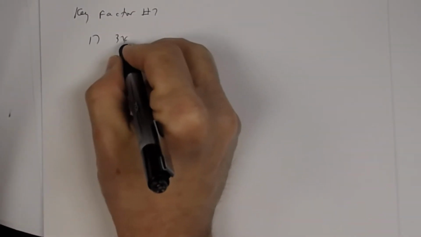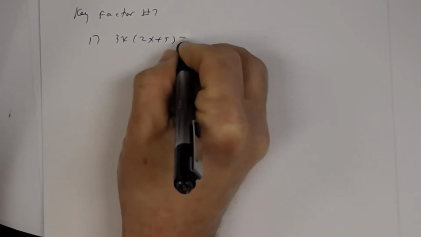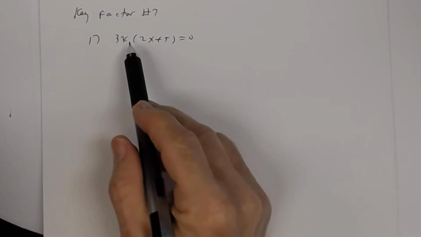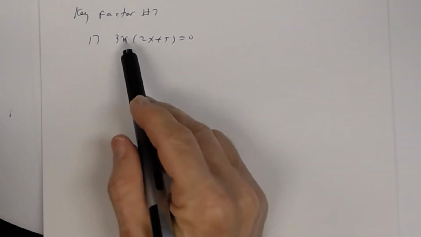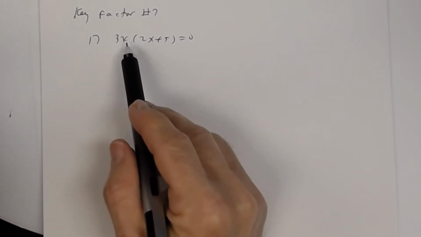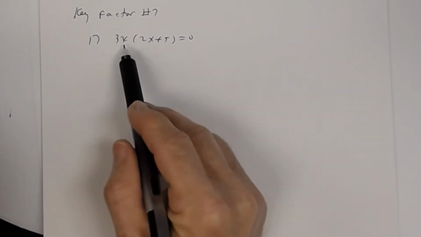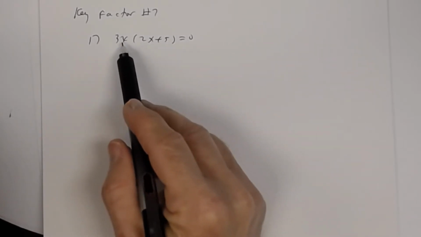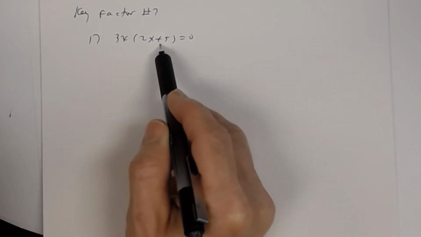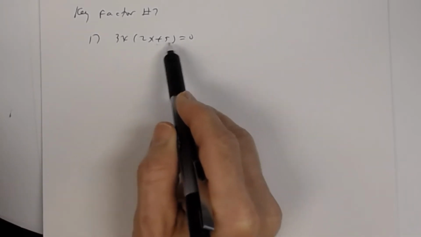So number 1, we have 3x times 2x plus 5 is equal to 0. I want you to notice that number 1 is already factored. If you were to get rid of the parentheses and distribute, you get a quadratic equation. But remember, the first step in solving a quadratic equation is to factor. Well, number 1's already factored. So since it's already factored, I want you to notice something. You have these factors here, 3x times 2x plus 5, equals 0.